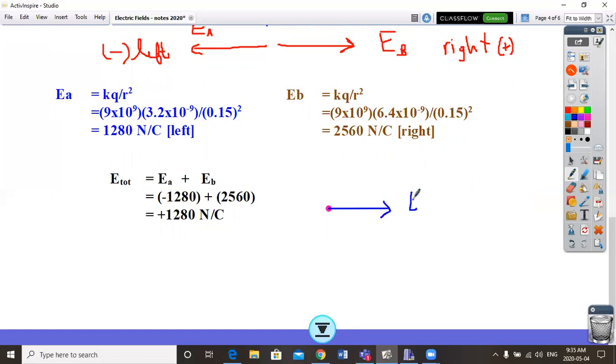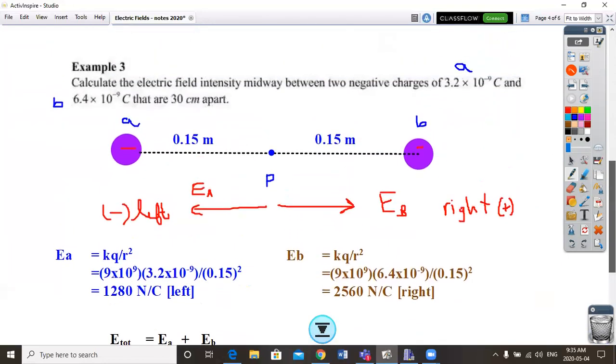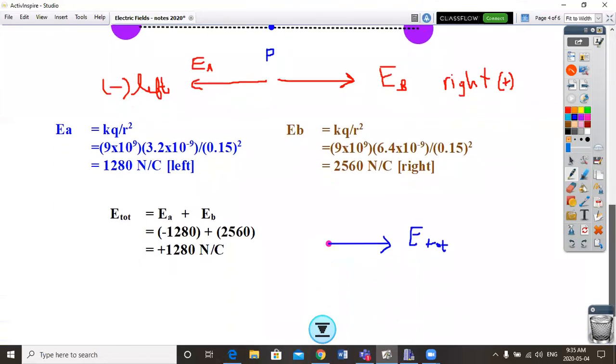That would be the total field, 1280 newtons per coulomb to the right. So again, we're just figuring out the electric field due to each charge, and then we're adding them as vectors, which is nothing new, we know how to do this already. So hopefully that makes sense to you. So that is looking at a one-dimensional example.